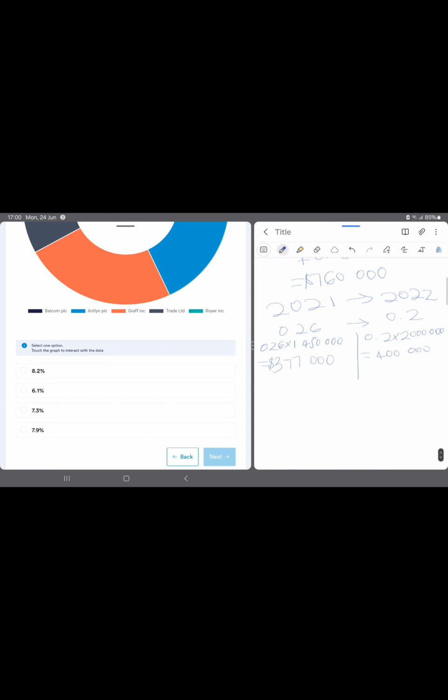Okay, so to look for the percentage increase, I'll represent this by a triangle. So we'll have $400,000 minus $377,000, all divided by 377,000, and all of this gives us 0.061 or 6.1%, which is option number 2.